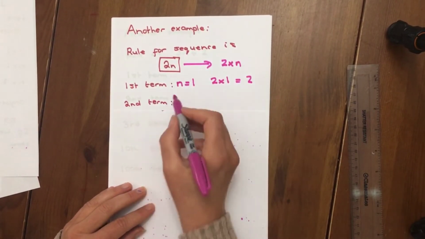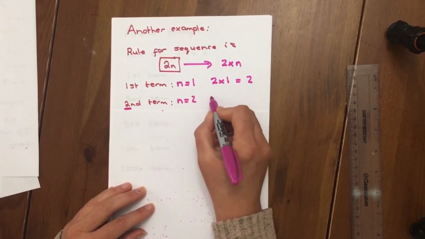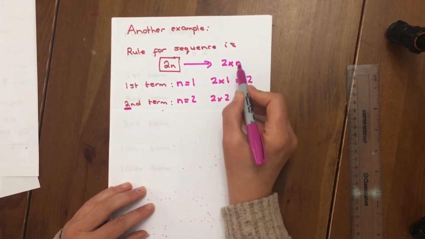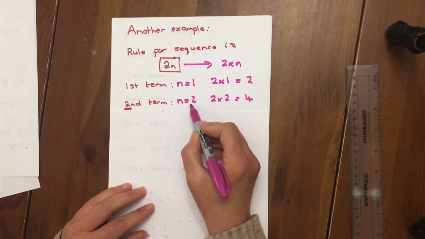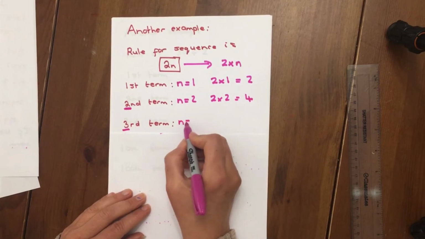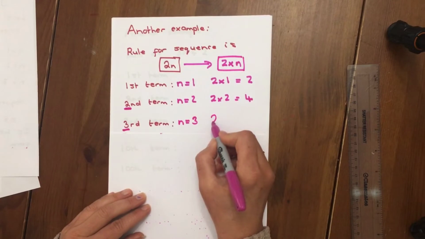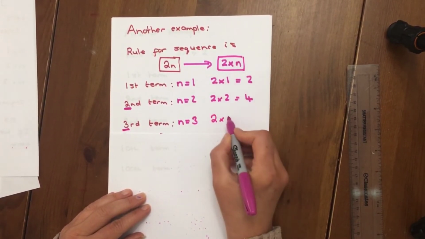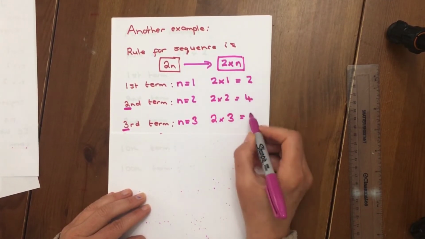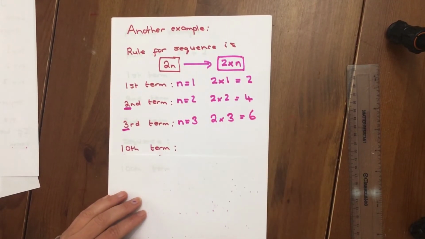What about when n is 2? The second term, n is 2. So I've got 2 times 2, which is 4. Substituting n for 2. Okay, what about my third term? Well, my third term is when n is 3. So I'm putting it into here. So the 2 stays the same and my n changes to 3. I'm substituting 3 for n. My 2 stays the same. So 2 times 3 is 6.